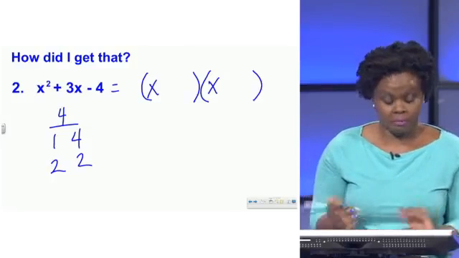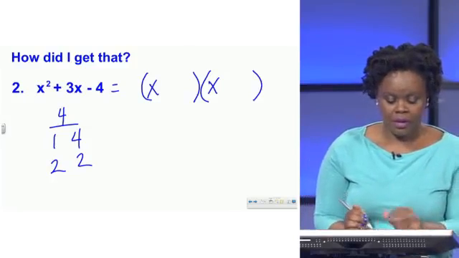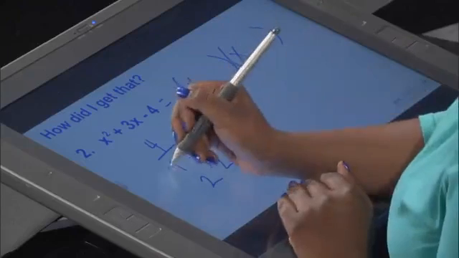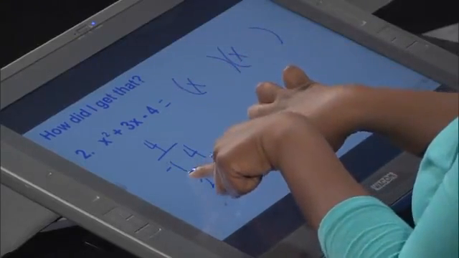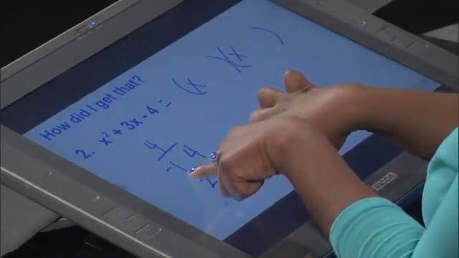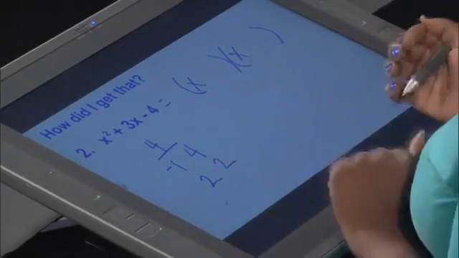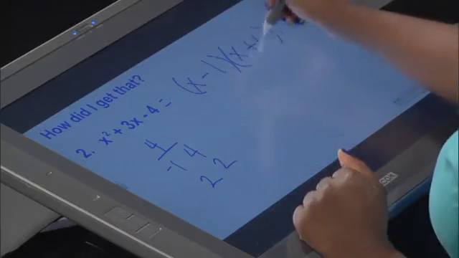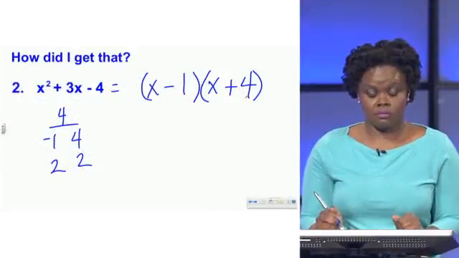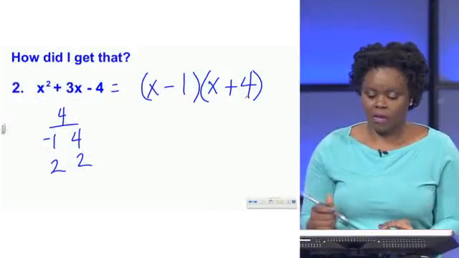So then you just start playing around and you see what happens. All right, so with that first set, if the 1 was negative and the 4 was positive, negative 1 plus 4, that's 3. You got that one pretty quickly. So that's the pair that you need. So x minus 1 and x plus 4. Okay? You're all done with that one.